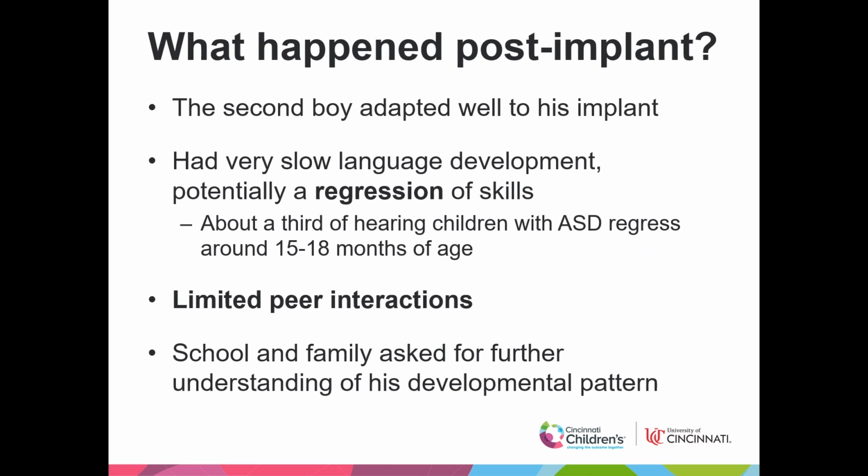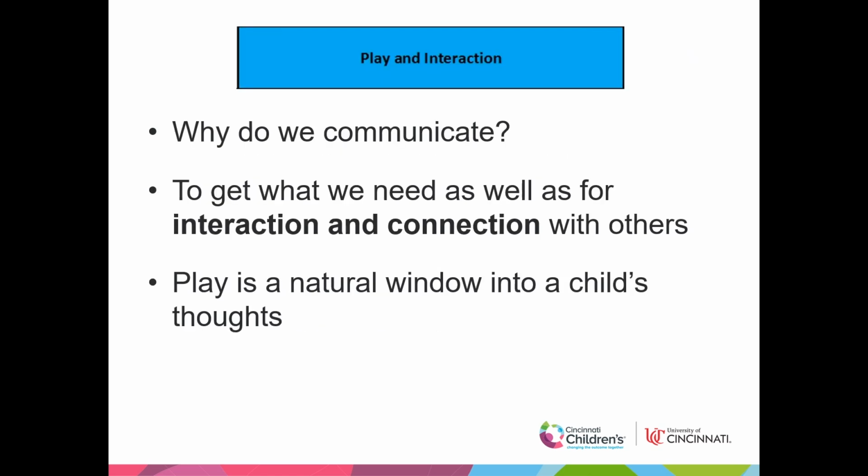The second child, he adapted well to his implant, but his language really slowed and perhaps regressed. And I bring that up because in hearing children with autism, about a third of children do experience language regression, usually around 15 to 18 months of age. So he may have been lining up with that autism piece with his regression. They were concerned because he didn't interact well with peers. Again, that play and interaction.